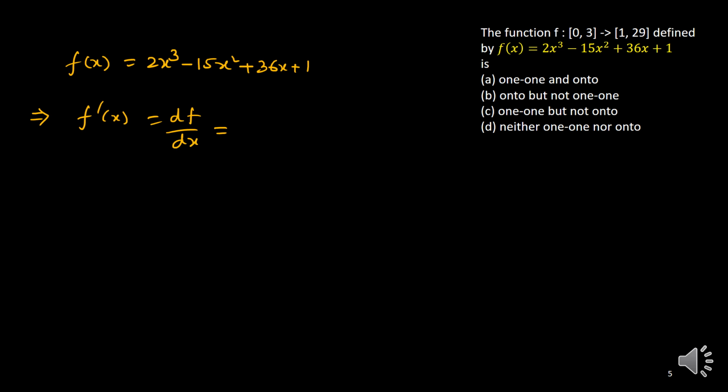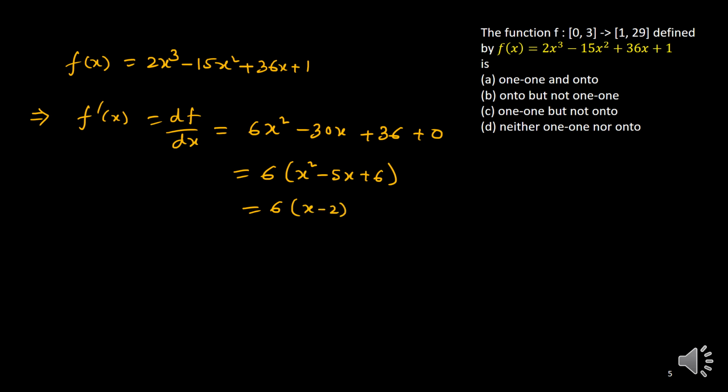So what is this? It is 2 into x cubed. The derivative of x cubed is 3x squared, so it will be 6 times x squared. Then for x squared the derivative is 2x, so minus 30x, and this is your 36 into 1, and the derivative of 1 is 0. So here I can take 6 common: x squared minus 5x plus 6. So this I can factor as (x minus 2) and (x minus 3).